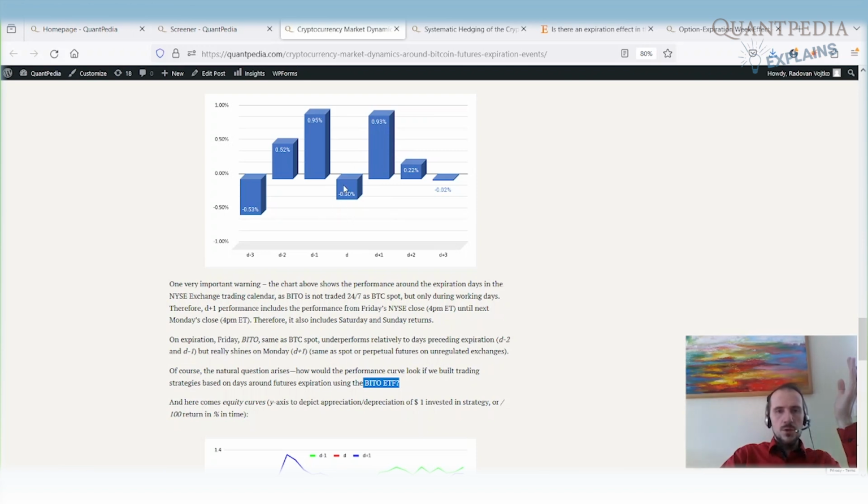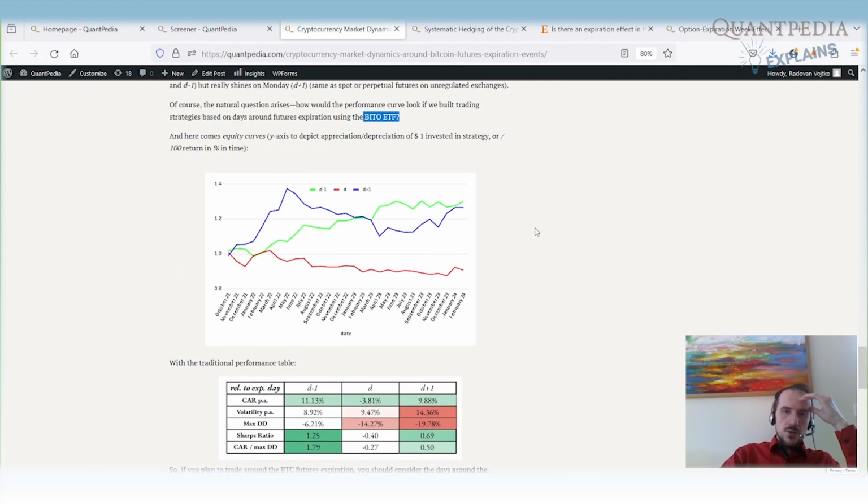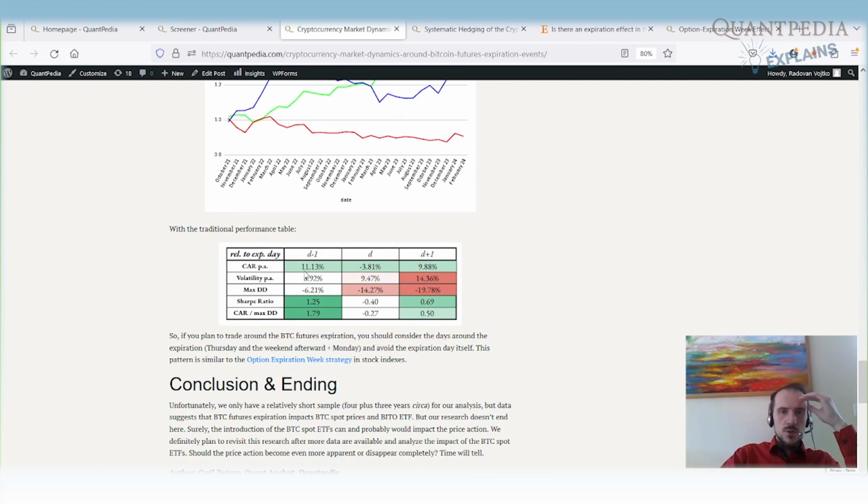So we do not have any position on the expiration day, and we do not have any other position during all of the other days. So when we combine those two lines together, we can have around 20% performance, which is significantly interesting. The question is, what is the risk? Of course, we have a relatively short sample. So we have only 3 to 4 years for our analysis, because the BITO ETF was introduced in 2021 and right now it is 2024, so we have only around 3 years of data. The sample is not very long.